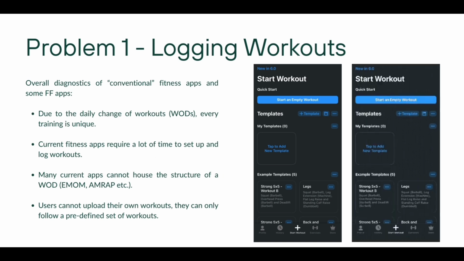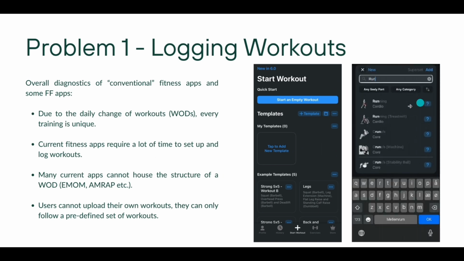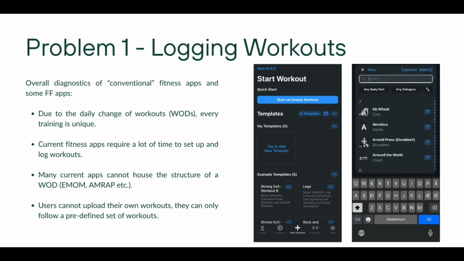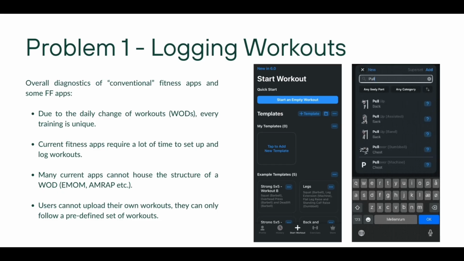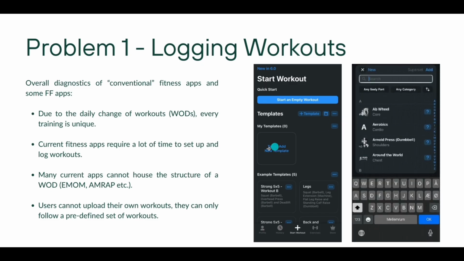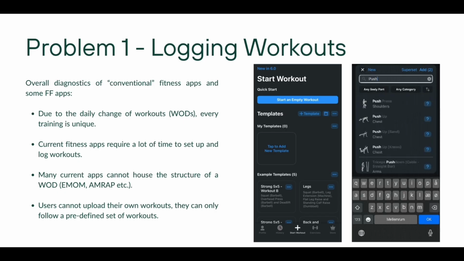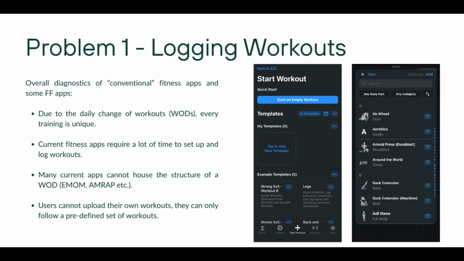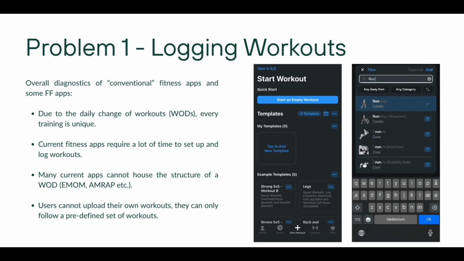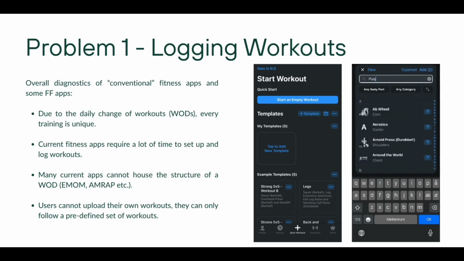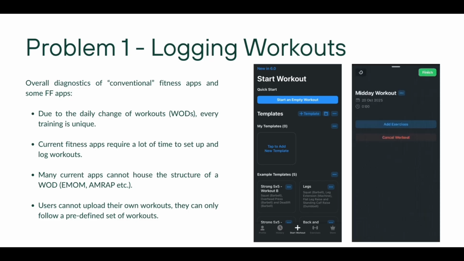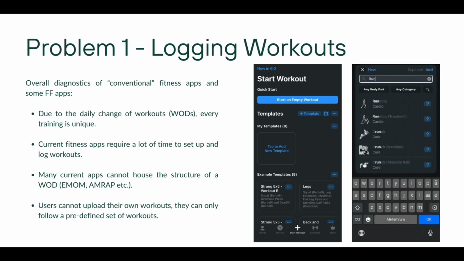The main issue with modern apps is that they have a very outdated UI. And because the workouts change every single day, if you want to keep track of your performance, for example in this app, you have to create new templates and manually search for each and every exercise. And after you've generated the workout, you have to go all the way back in and put in the results. This means that you're going to spend a lot of time on your phone.